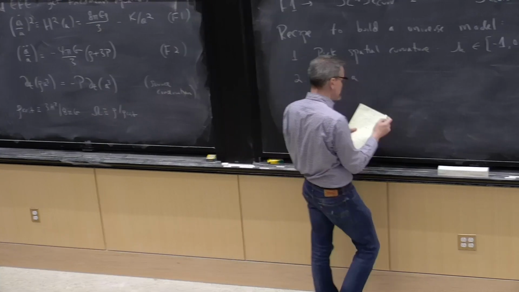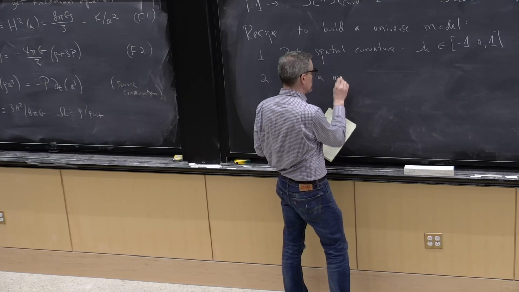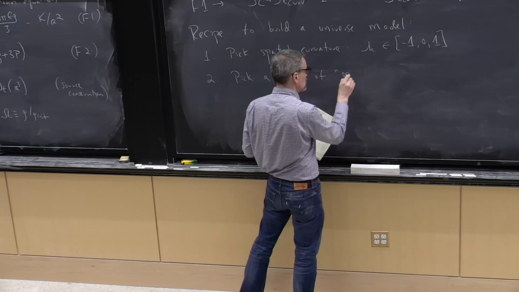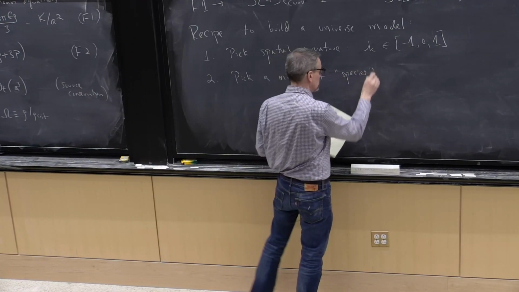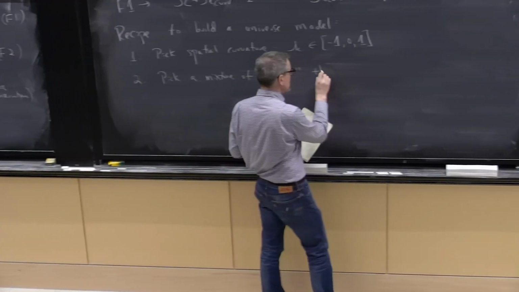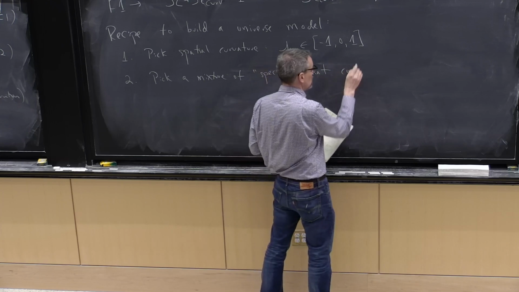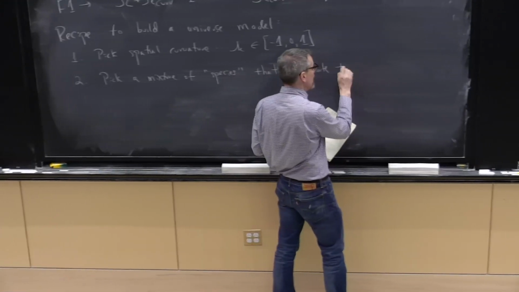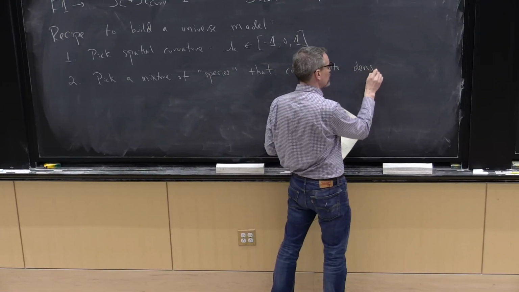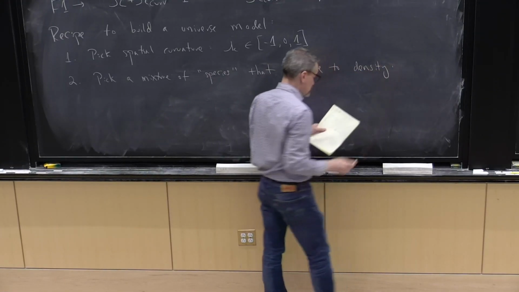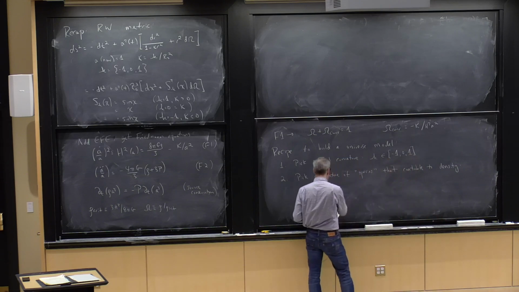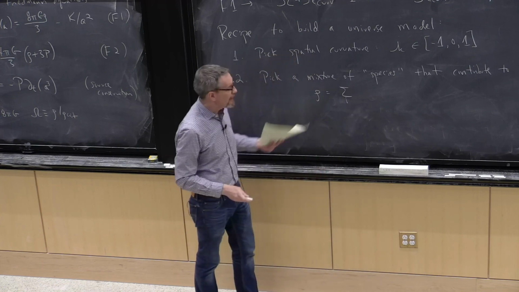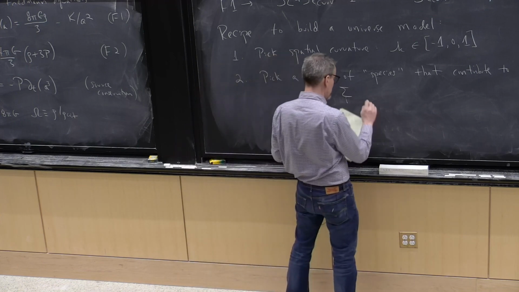Pick a mixture of species that contribute to the energy density budget of your model universe. So what you would say is that the total density of things in your universe is a sum over whatever mixture of stuff is in your universe.